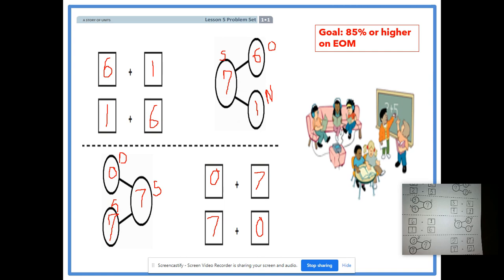And we are done. These are the 4 ways to make 7.